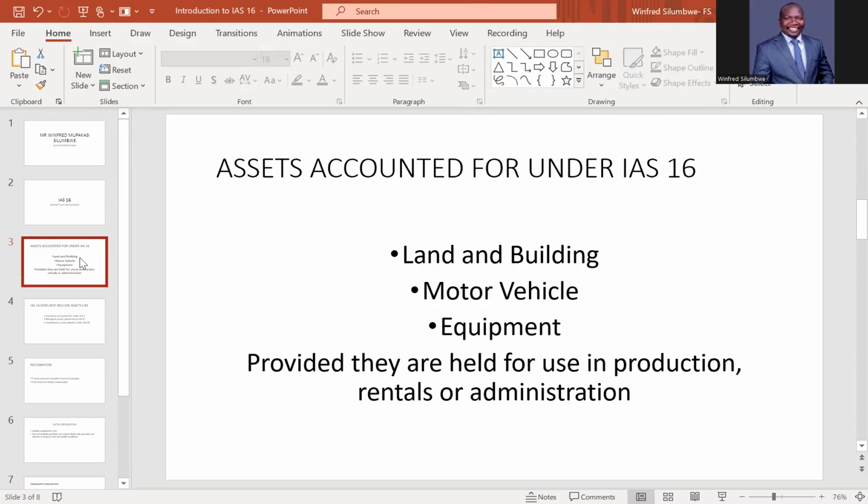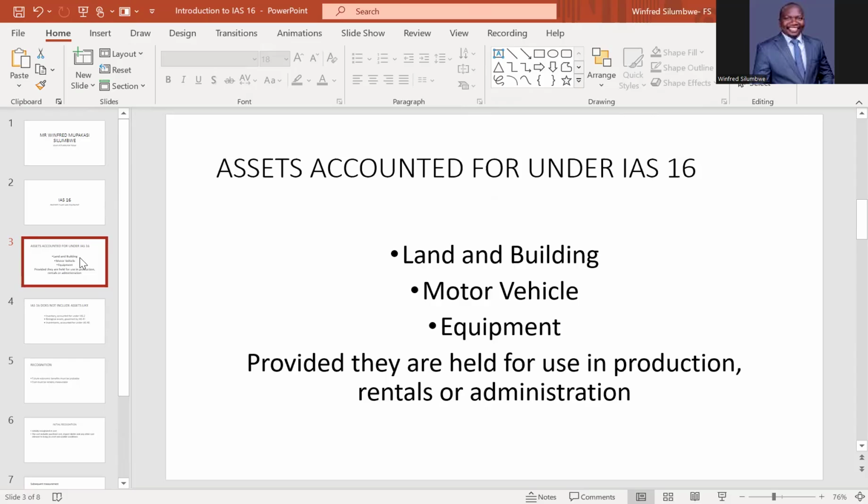So today we are saying the assets that are accounted for under IAS 16 are land and building, motor vehicles, and equipment. Now, there is a condition: provided they are held for use in production, for rentals, or for administration. What do we mean? Someone can have two properties. You can have a house in Matero which you are using to get rentals, or where you are staying, or where your managers, accountant, or employees are staying.